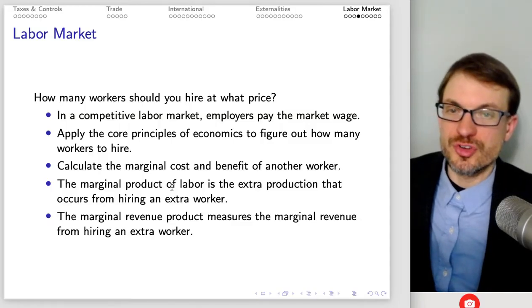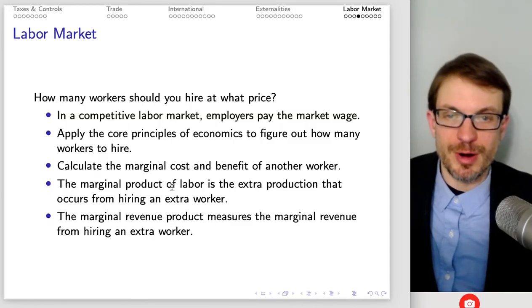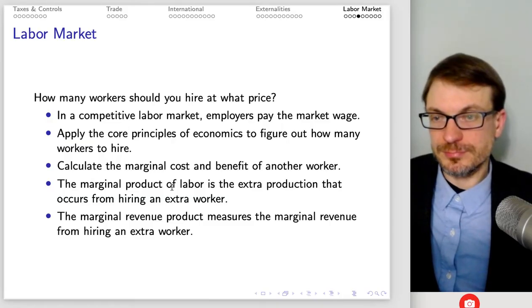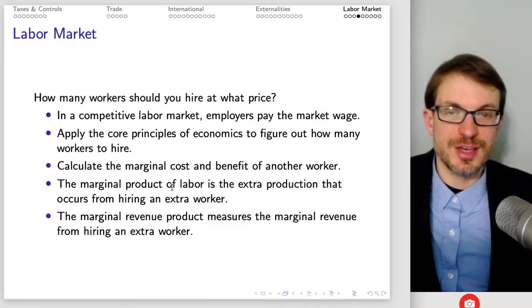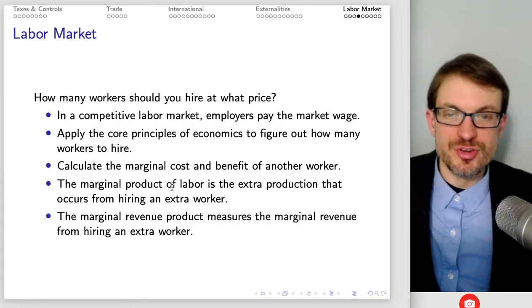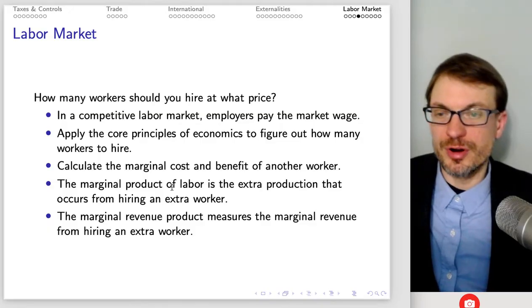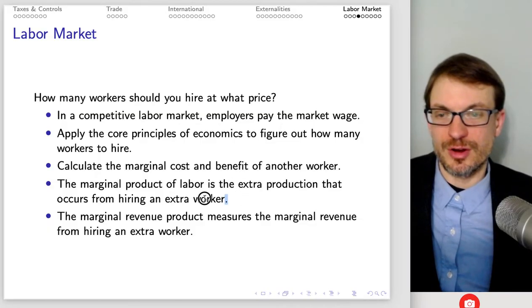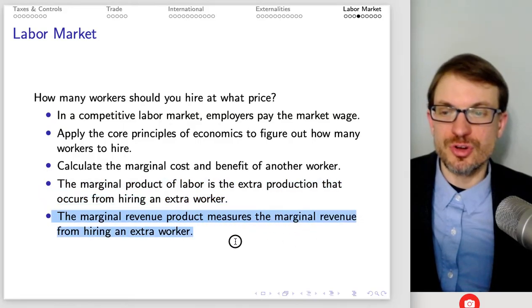How many workers should you hire at what price? Well, in a competitive labor market, the employers pay the market wage. We apply the core principles of econ to find out exactly how many workers to hire. So calculate the marginal cost and benefit of one more worker. The marginal product of labor is the additional output that occurs when you hire one additional worker. And the marginal revenue product is the marginal revenue from hiring an additional worker.